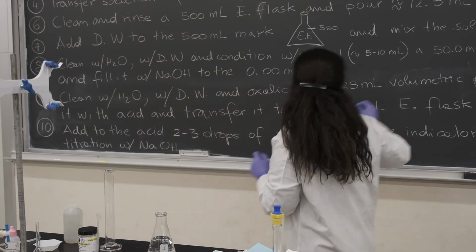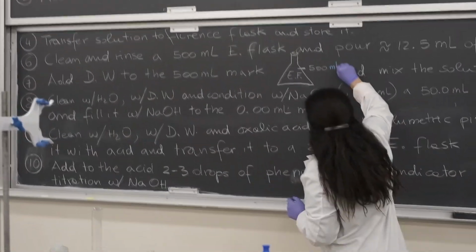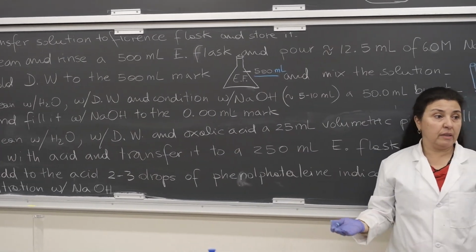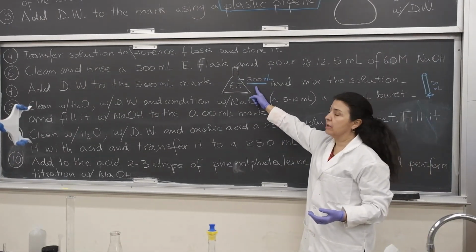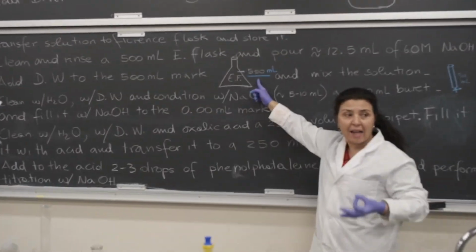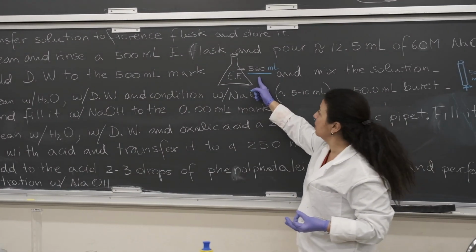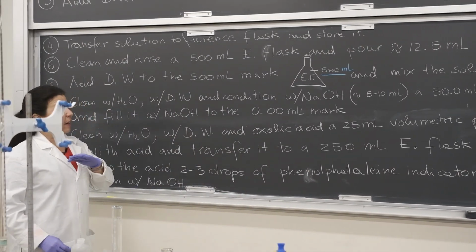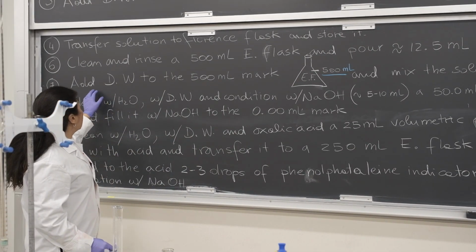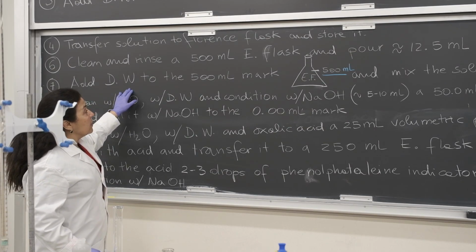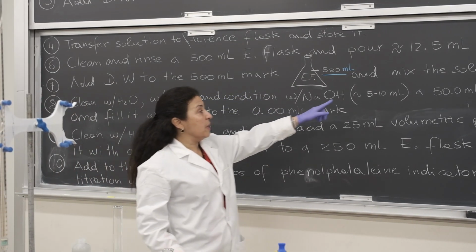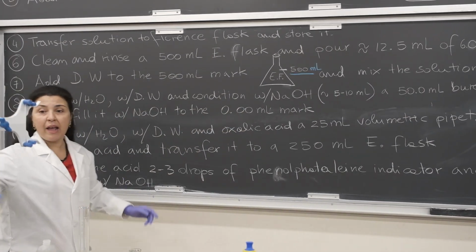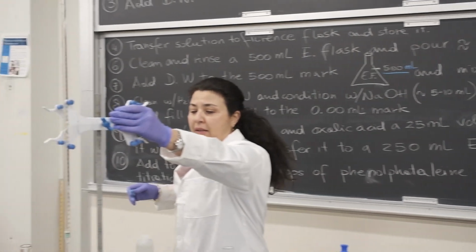Okay, so 500 milliliters. Obviously, this solution has been diluted, so we need to find out what is the exact concentration of this solution. And we'll talk about the calculation later, okay? So what you're going to do is you prepare the solution, you mix the solution, then you clean a burette. Right here we have our burette.